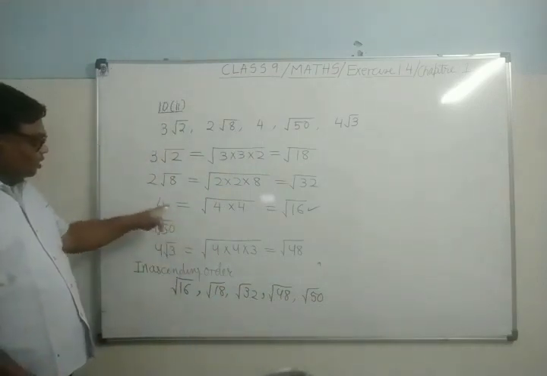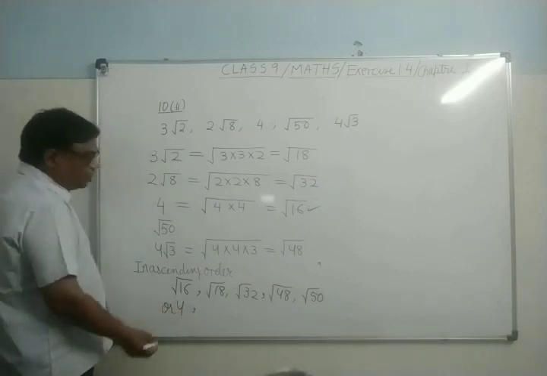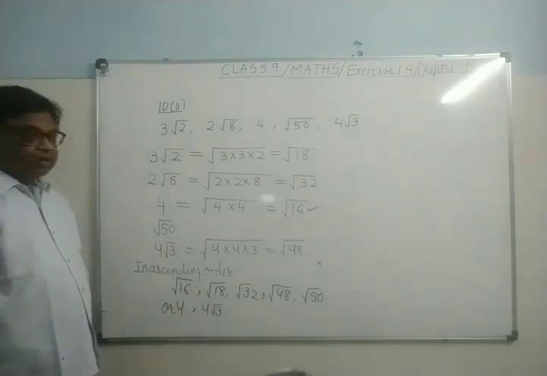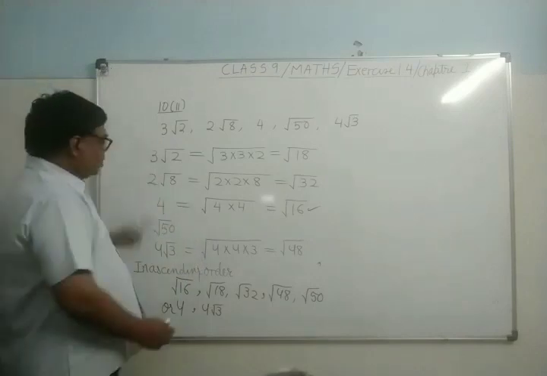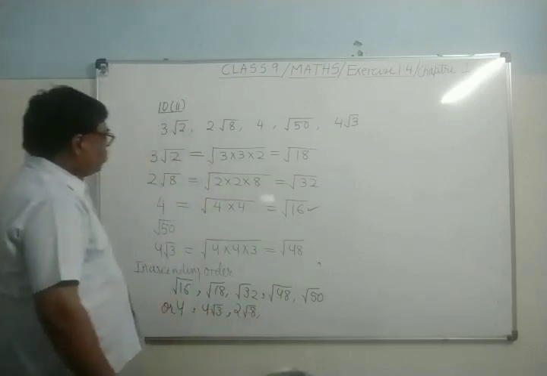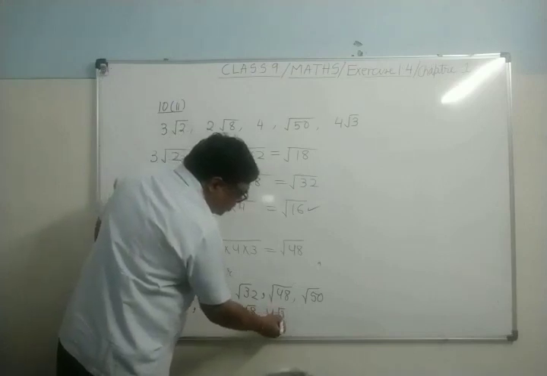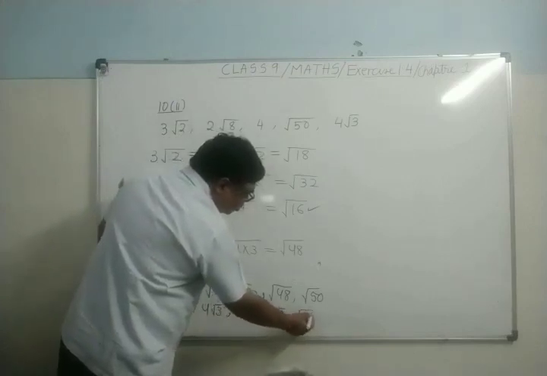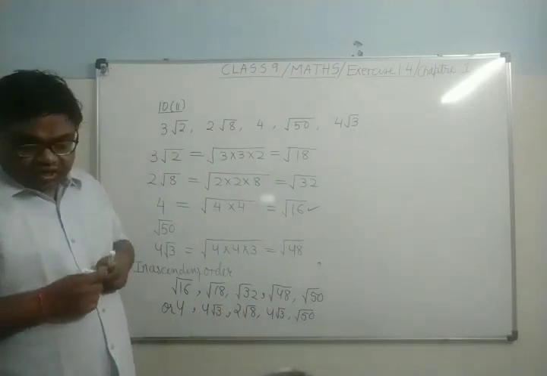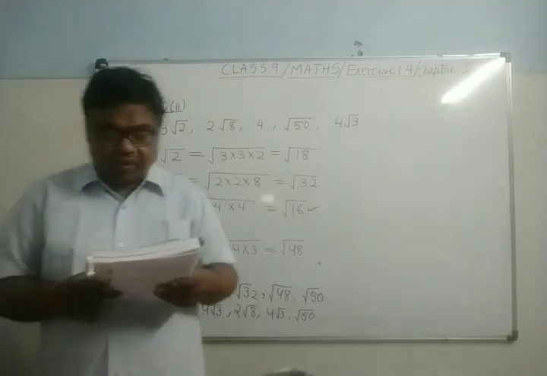So root 16 is what? It is 4. Is it clear? Root 48, it is 4 root 3, because you have to write your answer in the original form. Then root 32 is how much? 2 root 8. Then root 48, it is 4 root 3. Root 50, it stays as root 50. Okay? So this way you can arrange in ascending order. Is it clear? Or you can find the greatest number or lowest number.